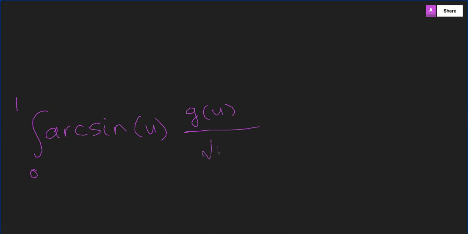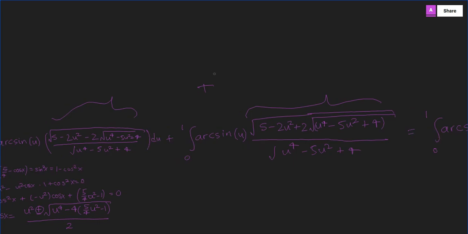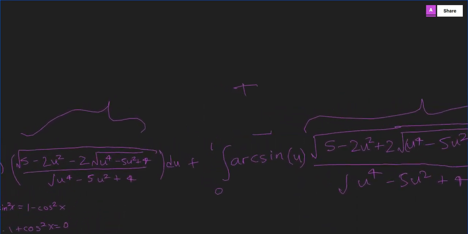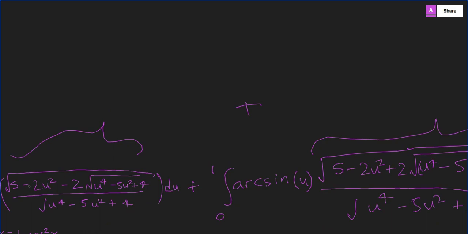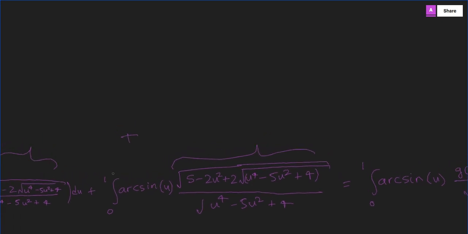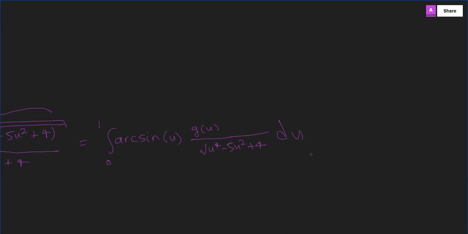by root u to the power 4 minus 5u squared plus 4 du. And once again, g of u is just this entire thing. It's going to be root 5 minus 2u squared minus 2 root u to the power 4 minus 5u squared plus 4 plus root 5 minus 2u squared plus 2 root u to the power 4 minus 5u squared plus 4. So just the sum of these two things. I'm just calling it g of u because it's so long and important, right? So this is actually pretty simplifiable, if you can believe it.